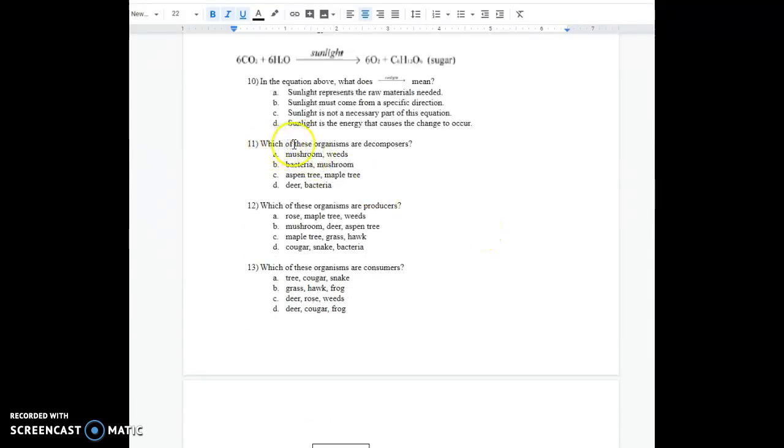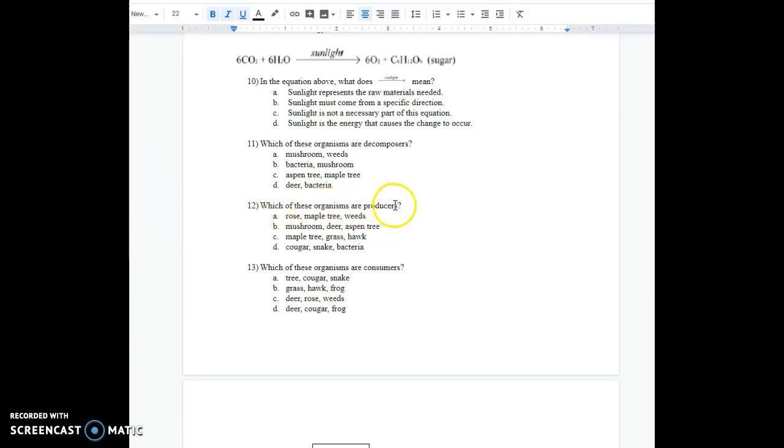Number 11. Which of these organisms are decomposers? A. Mushroom and weeds. B. Bacteria and mushrooms. C. Aspen trees and maple trees. D. Deer and bacteria.